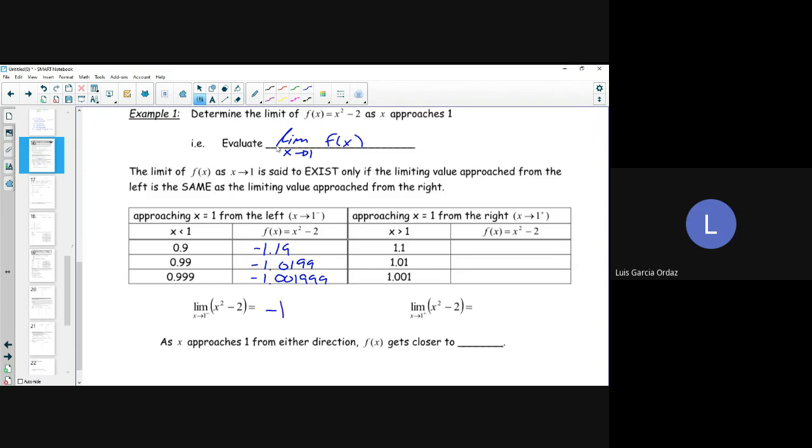Now let's take approaching 1 from the right. If we sub in 1.1, we're going to get negative 0.79, then negative 0.9799, then negative 0.997999. So what is my limit getting closer to as x approaches 1 from the right? It is going to be, again, negative 1, which means that as x approaches 1 from either direction, f of x gets closer to a value of negative 1, which means my limit is negative 1.